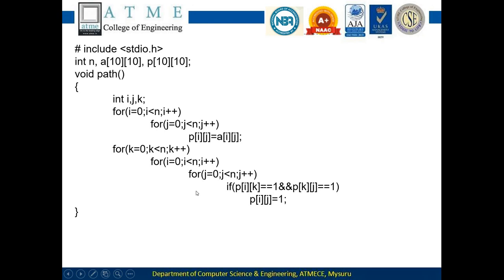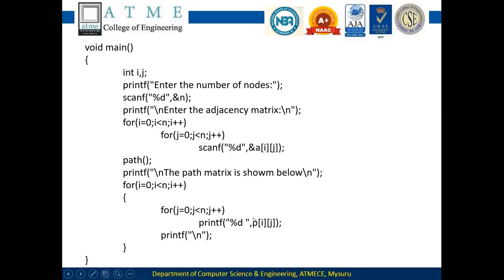If the path does not exist, we will not change anything. Obviously the entry in the adjacency matrix would be 0, and the same thing we have copied into P of ij, so it remains as it is. Only if the path exists, then we are going to update it, or else we will keep the path matrix, whatever entries were there in the adjacency matrix that we had copied, as it is. So when a path exists, we are going to update it as 1.